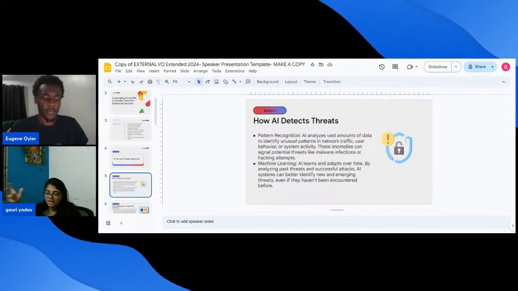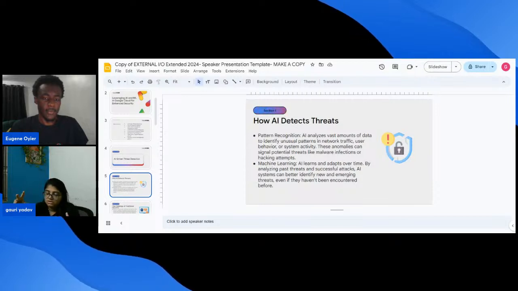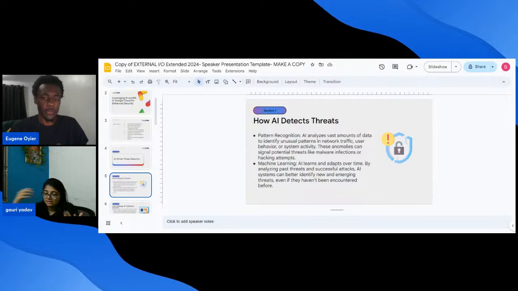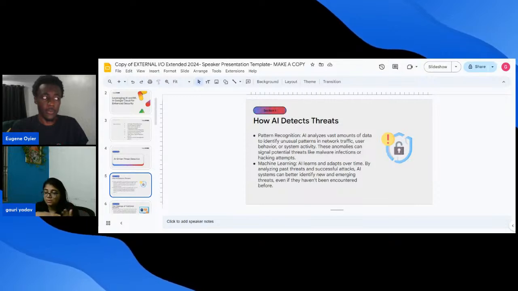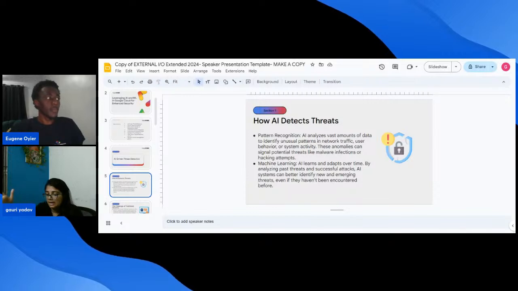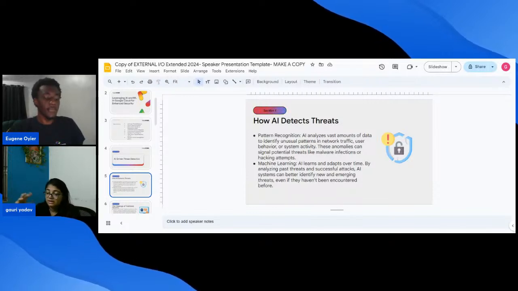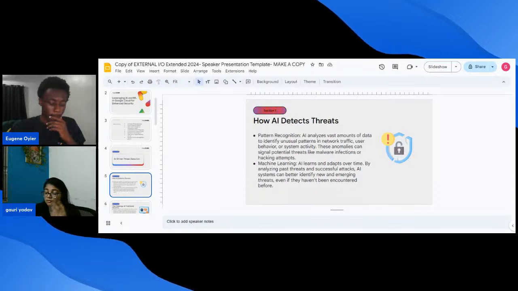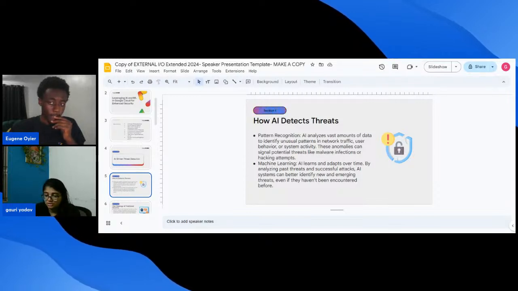According to a study, there was a large financial institution, and in that, AI detection was used to detect unusual patterns of transactions late at night, leading to the discovery of an insider threat attempting some different kind of fund transfer that was unauthorized.